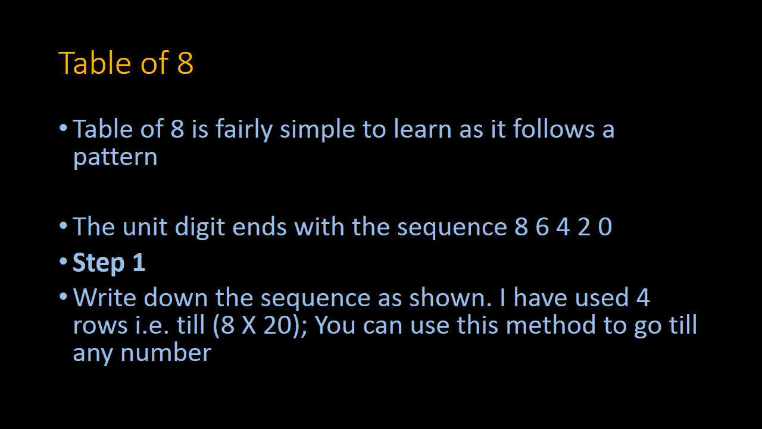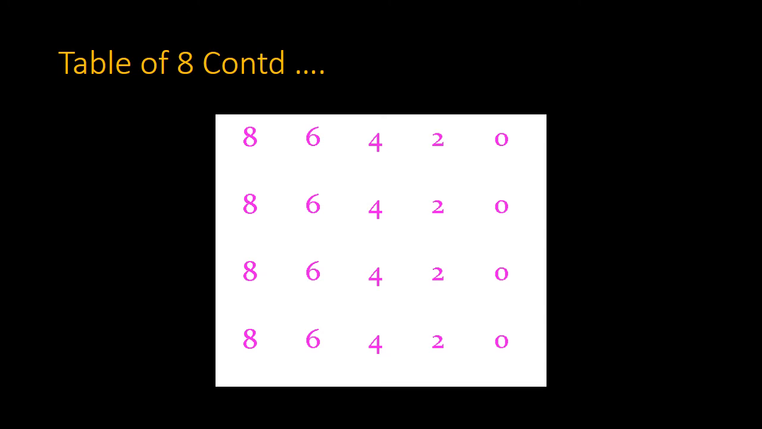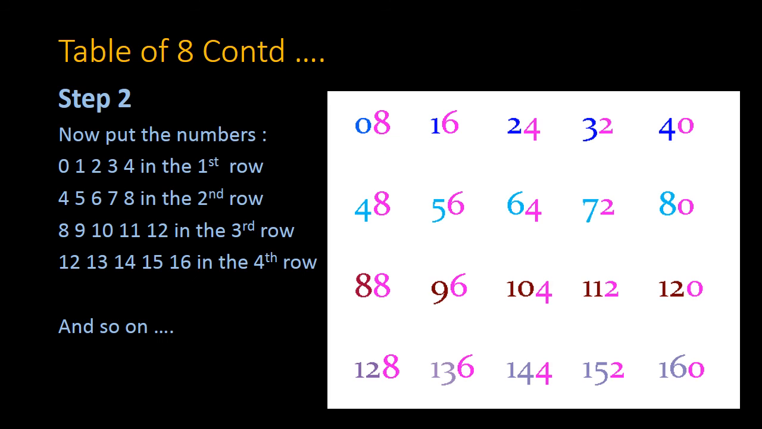Okay, coming down to table of 8. Table of 8 is another fairly simple table to follow because it has a set pattern, that is 8, 6, 4, 2, 0. Now here what we are going to do is we are going to work out till 8 times 20. So you write 8, 6, 4, 2, 0 in 4 rows like I have shown here. And then what we do, in the first row we put 0, 1, 2, 3, 4. The next row we start again from 4: 4, 5, 6, 7, 8. The next 8, 9, 10, 11, 12. Then 12, 13, 14, 15, 16. And you won't believe it, you have the table of 8 in front of you, calculated till 8 times 20.